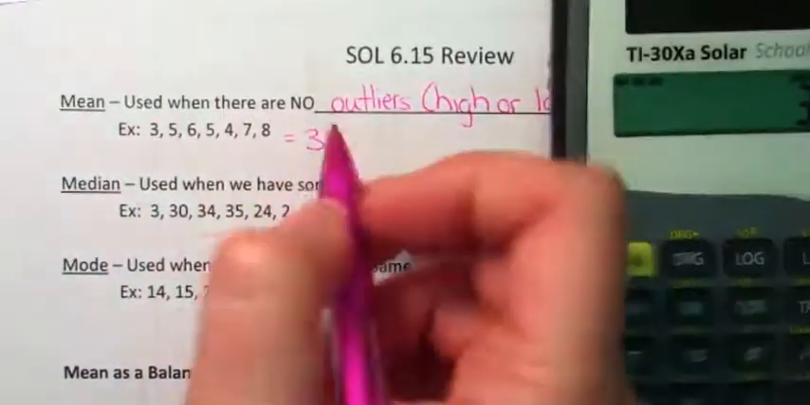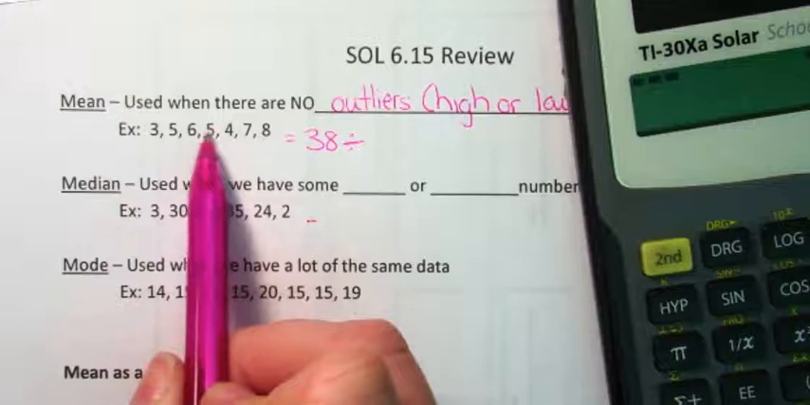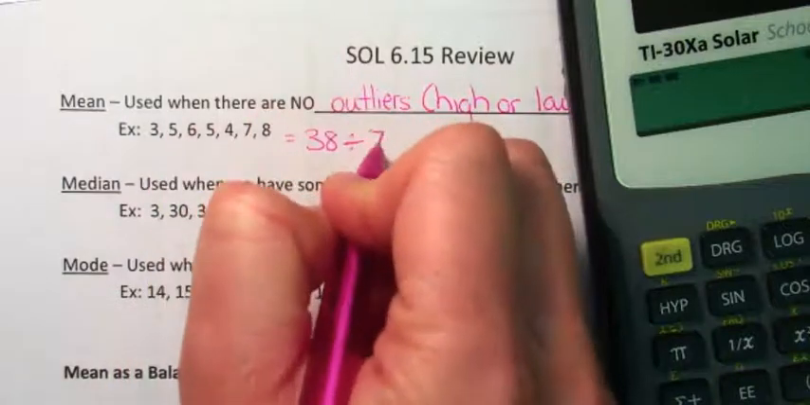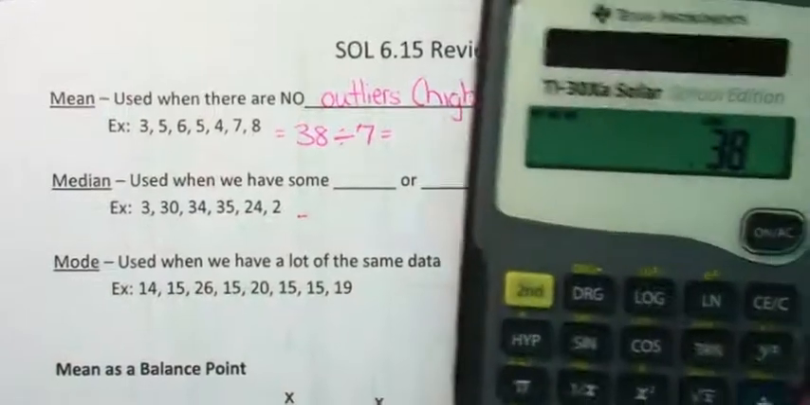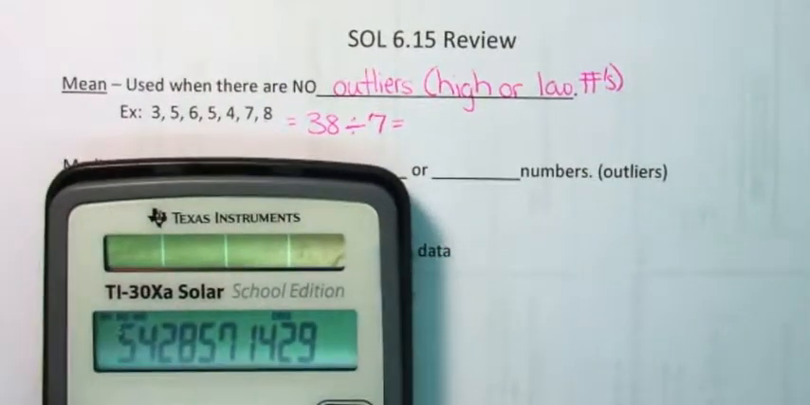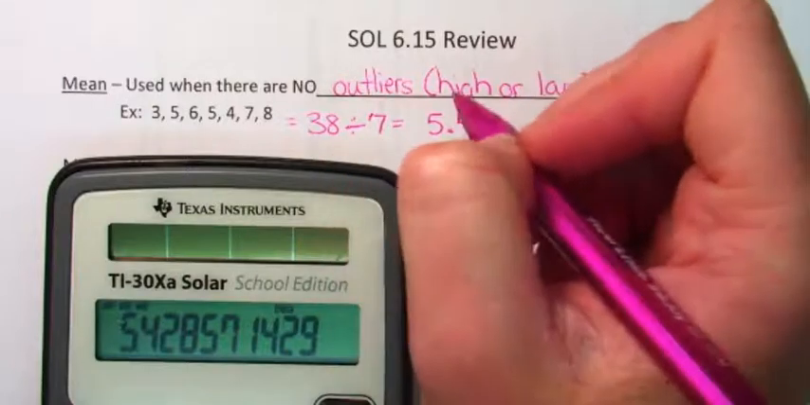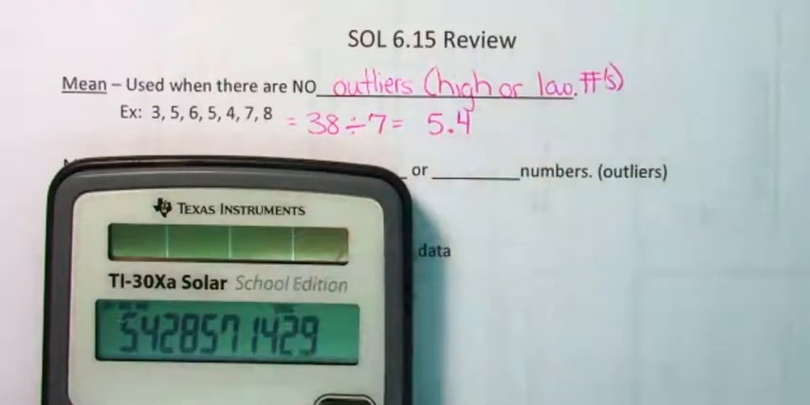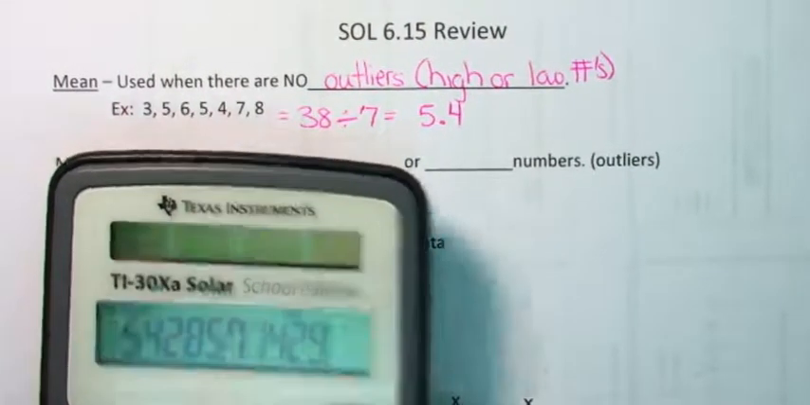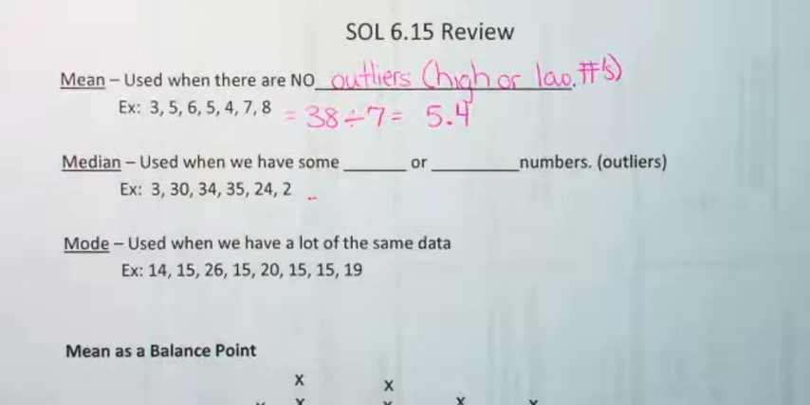So now to find the mean, I have to take that 38 and divide it by how many numbers there were. And there were 1, 2, 3, 4, 5, 6, 7. So I'm going to divide that by 7. Which is going to give me a decimal, and that's okay. I'm just going to round it to 5.4. So that would be our mean when we go to find the measure of center. And we were able to use that, remember, because there were no outliers. There were no high or low numbers. They were all right there near each other.